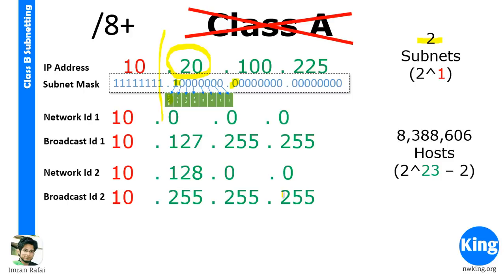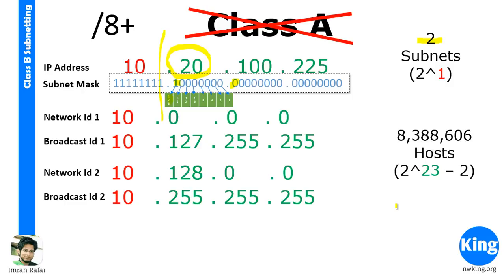127.255.255. Fantastic. And the last broadcast ID, as we always know, it is 255.255.255. Everything is 255. Fantastic, guys. This is brilliant. I mean, it is so easy. I think this should be introduced in class 1. All right. I know it's not that easy, but I mean, I think it is fairly easy.